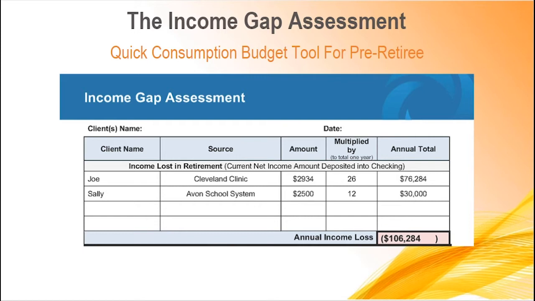Now his wife Sally works at Avon School System, and she gets paid $2,500 net in her account 12 times a year, so that's $30,000.